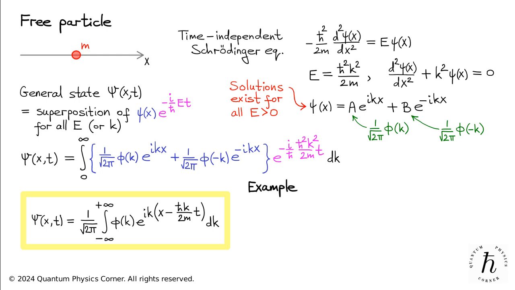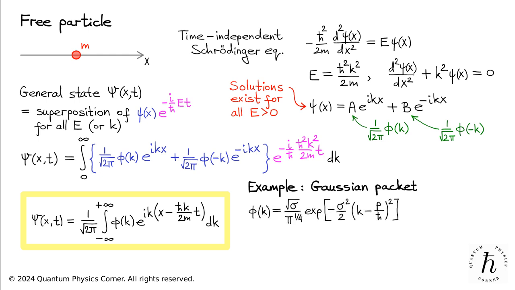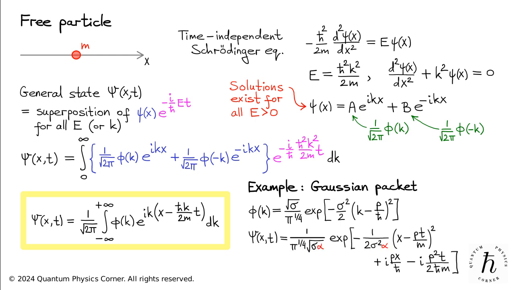As an example, let's consider the scenario of a free particle Gaussian wave packet. To this end, let's take phi of k to be a real-valued Gaussian function. There are two real parameters here, p and sigma. As you will see by going through the exercises for this lesson, p represents the mean momentum of the particle, and sigma controls its position uncertainty. By substituting this Gaussian function into the integral on the left, and calculating the integral, you will obtain the following spacetime dependent wave function.